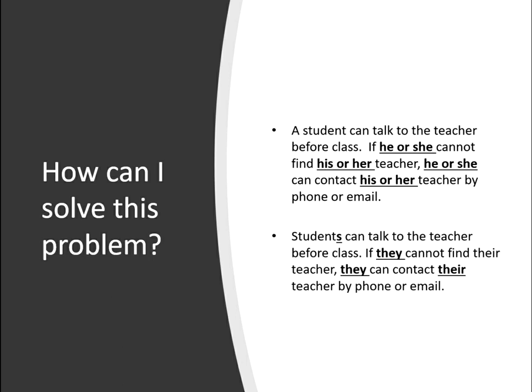Look at the second group of sentences. Students can talk to the teacher before class. If they cannot find their teacher, they can contact their teacher by phone or email. This sounds a lot better. So, the rule: if you have a generic noun and you want to avoid using he or she and him and her, then sometimes you can make that noun plural, and then you can use they, their, or them, which sounds a lot better.